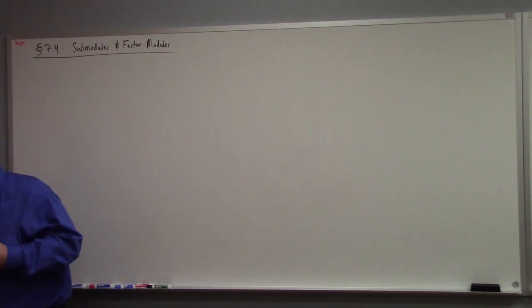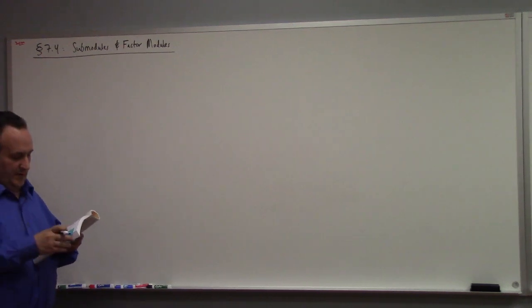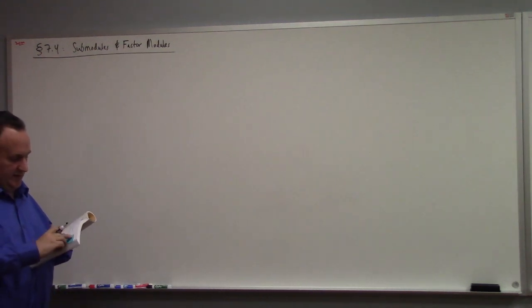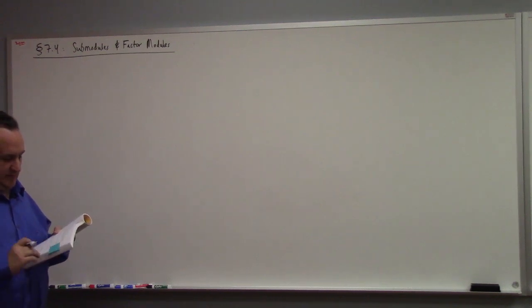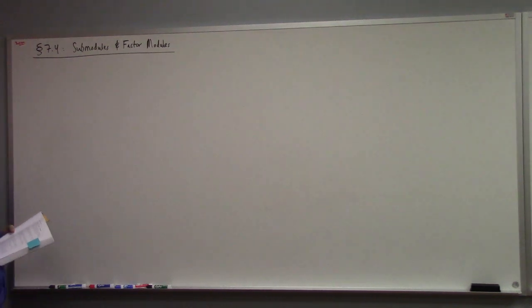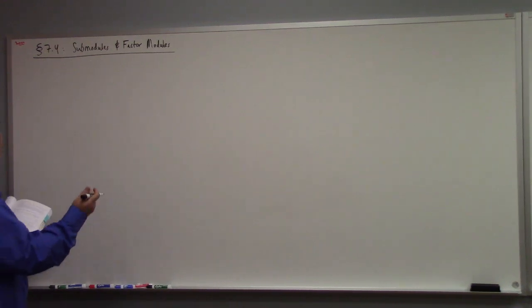All right, so here he goes. He says, suppose that V is a Lie module for the Lie algebra L. A submodule of V is a subspace W of V which is invariant under the action of L. So let's see here. I need to remind us what a Lie algebra module is, right?